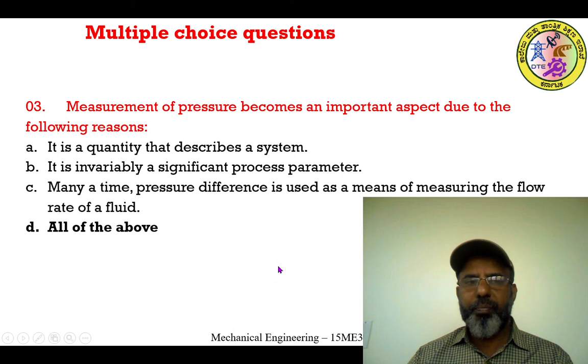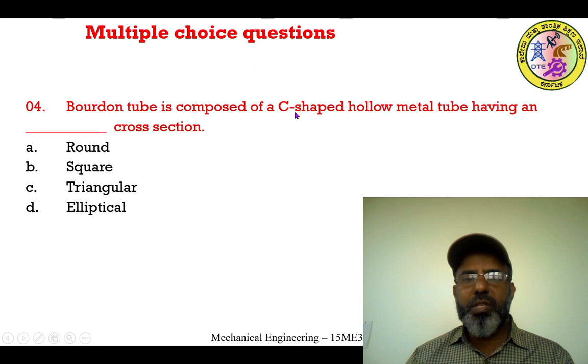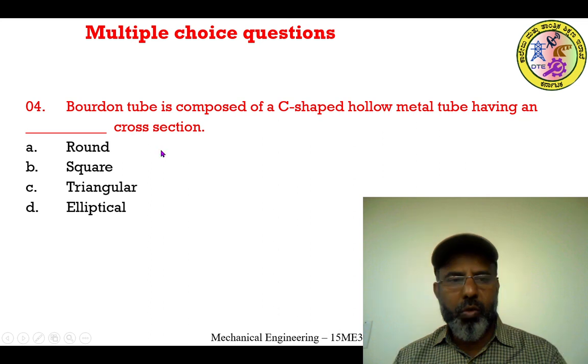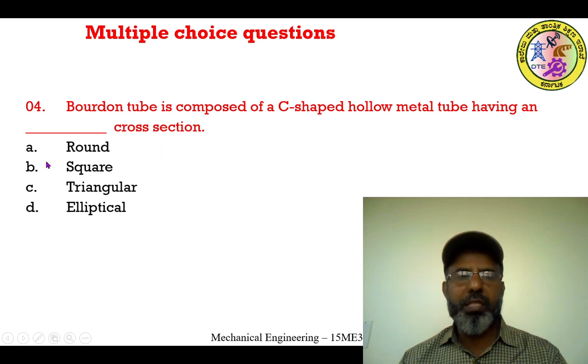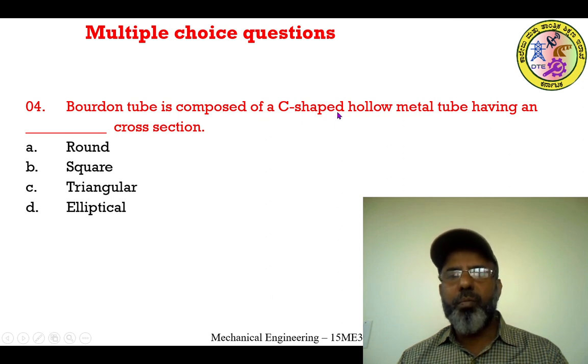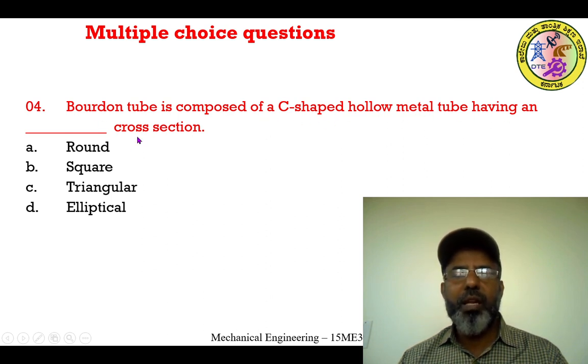Then the next thing you should remember, Bourdon tube is composed of a C-shaped hollow metal tube having a dash cross section. Your time starts now. Answer A round, B square, C triangular, D elliptical. Yes, Bourdon tube is composed of a C-shaped hollow metal tube having a dash cross section. Yes, the correct answer is elliptical.